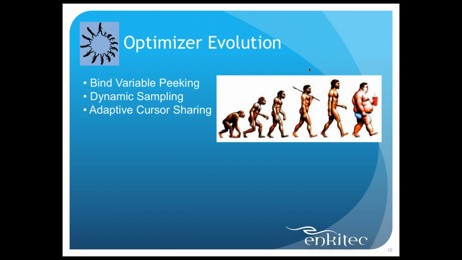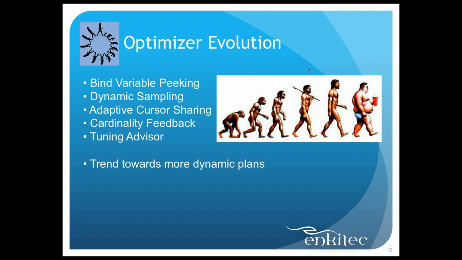Later we had dynamic sampling. In 11 we had this thing called adaptive cursor sharing to fix the problems that bind variable peeking caused. So they just keep getting smarter and smarter about how they fix these things. Cardinality feedback showed up in 11 as well, which was a feature that would notice those misestimates and try to make adjustments on subsequent executions. You guys are probably aware of those things. And then they also have the tuning advisor that can recognize those as well.